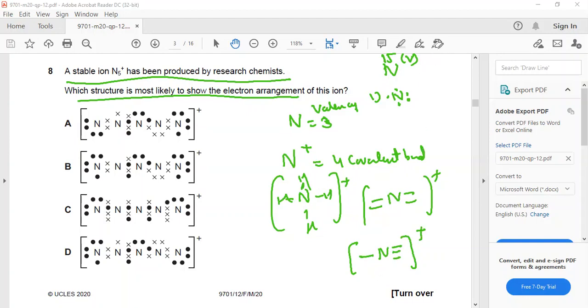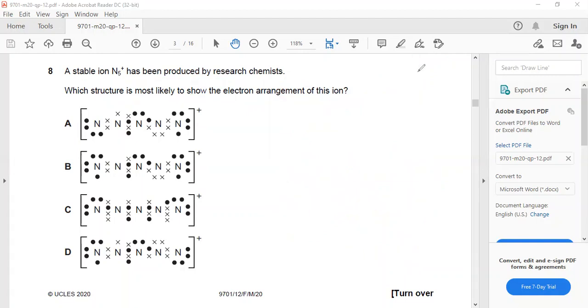And the second thing you should know is that if nitrogen is minus, it's like oxygen, because oxygen has 6 electrons in the valence shell. So now it makes 2 bonds.